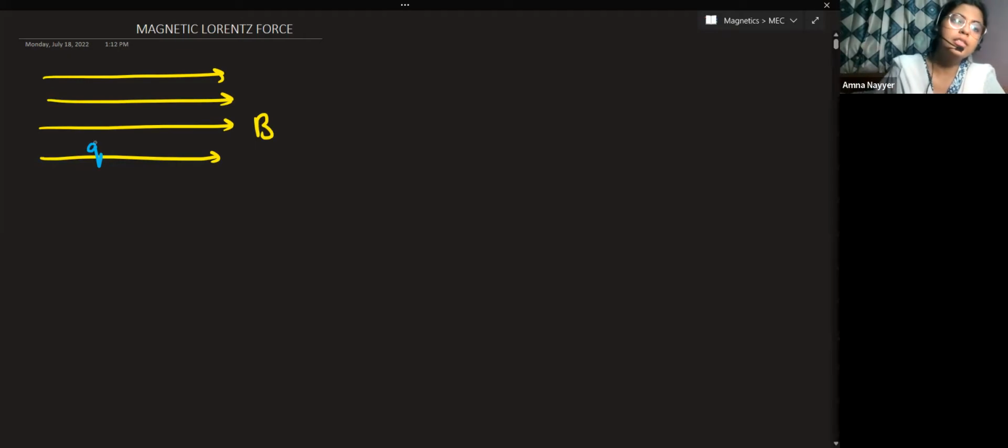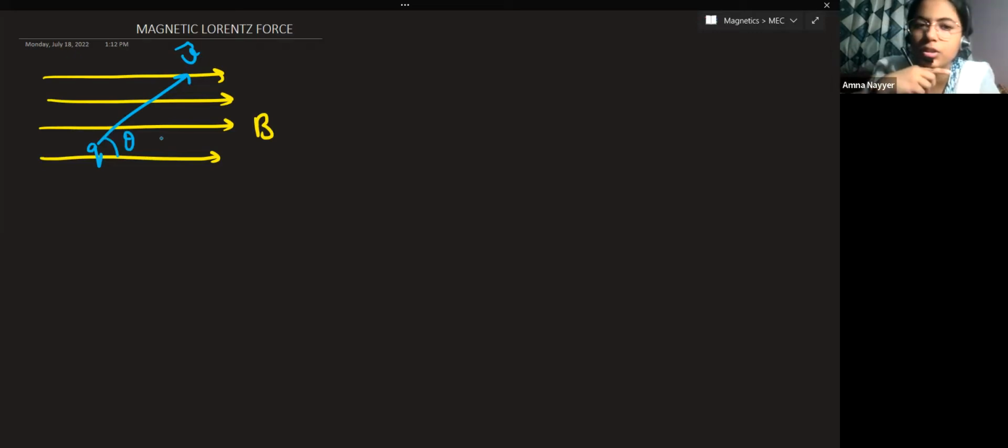Let's say the charge is moving with some velocity v, and the angle made between the velocity and the magnetic field, basically the motion of the charge and the magnetic field, is theta. So understand theta carefully. Theta is the angle between the velocity, meaning the direction of motion of the charged particle, and the magnetic field.